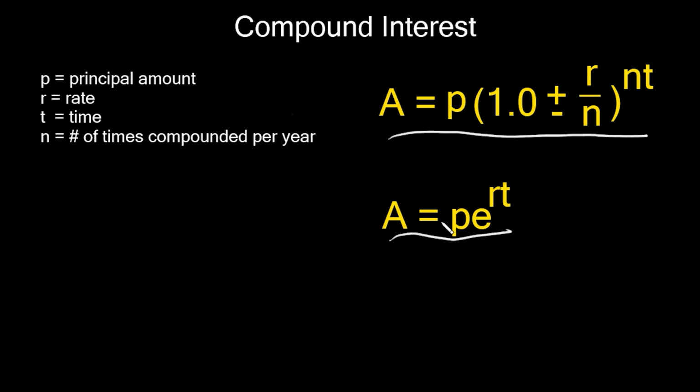And some key takeaways: P represents your principal amount. That's your initial amount, the amount that you're starting with. R represents your rate, and that will always be the decimal equivalent of the percentage. So for example, if you have a rate of 50%, when you plug it into your formula, you want to plug it in as 0.5, not 50. T will be time, and that's going to be in years. And n is the number of times compounded per year.